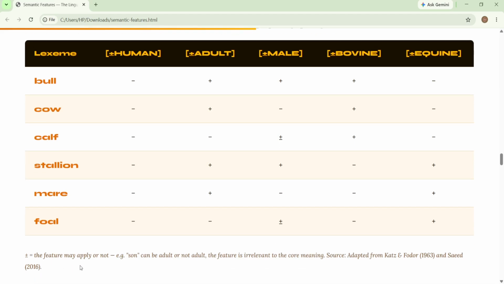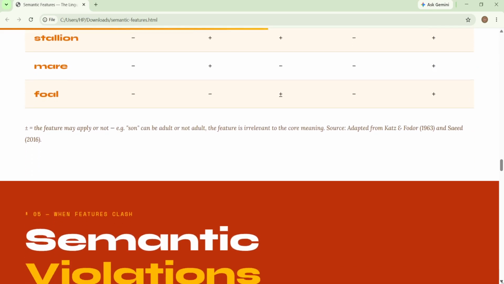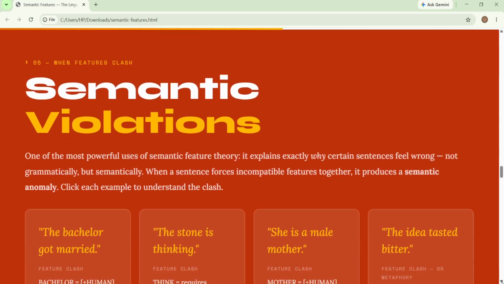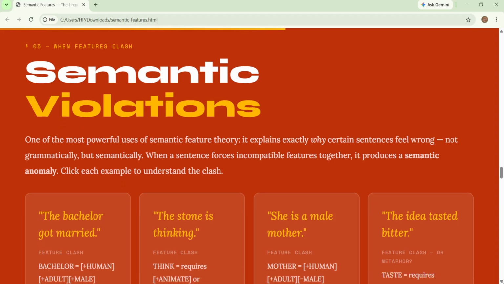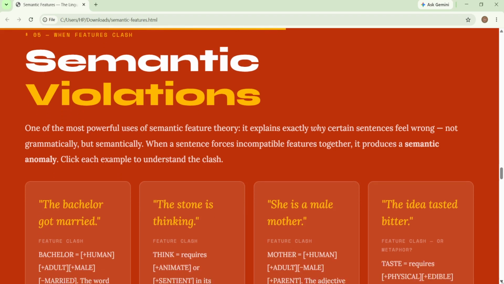So here it is the plus minus. The feature may apply or not. For example, son can be adult or not. The feature is irrelevant to the core meaning. So adopted from these works. Let's move forward. That is when features clash. Part number 5, semantic violation.